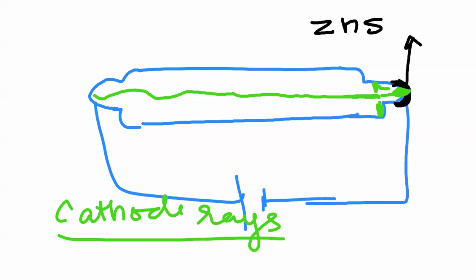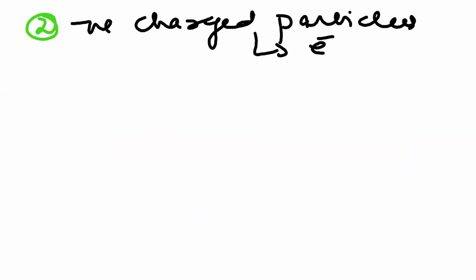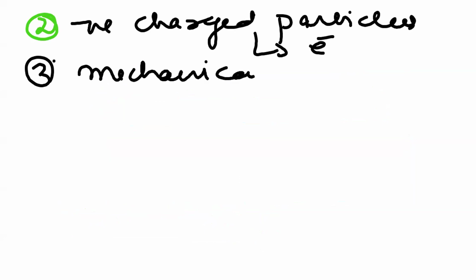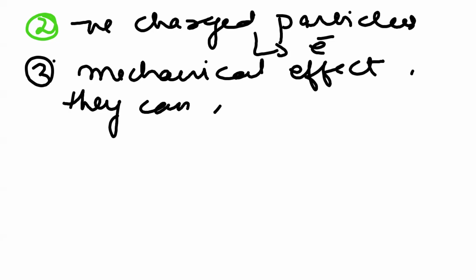Now, the second thing was that cathode rays consist of what? Cathode rays consist of negatively charged particles, and these negatively charged particles are called electrons. Next, cathode rays produce a mechanical effect. Now, what is this mechanical effect? Mechanical effect means when a wheel is placed in their path, they can rotate the wheel.